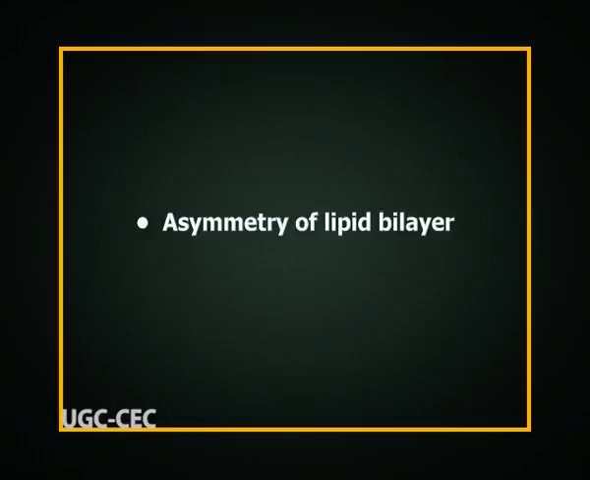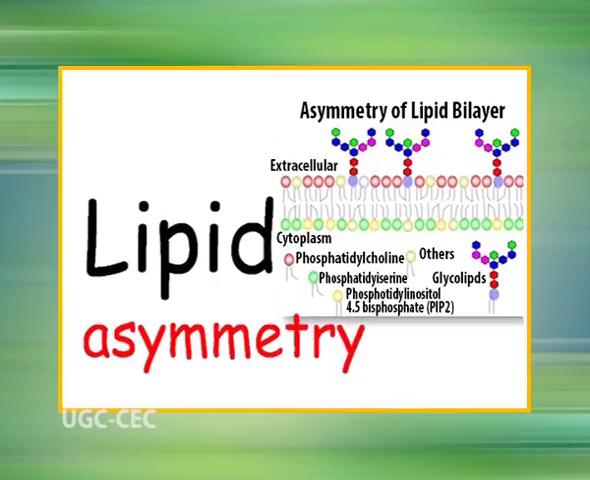Now, the asymmetry of the lipid bilayer. The phospholipids in the plasma membrane are asymmetrically distributed across the bilayer. The amine-containing phospholipids are enriched in the cytoplasmic surface of the plasma membrane, whereas the choline-containing phospholipids and sphingolipids are enriched on the outer surface. This asymmetry is usually not absolute, except for glycolipids.